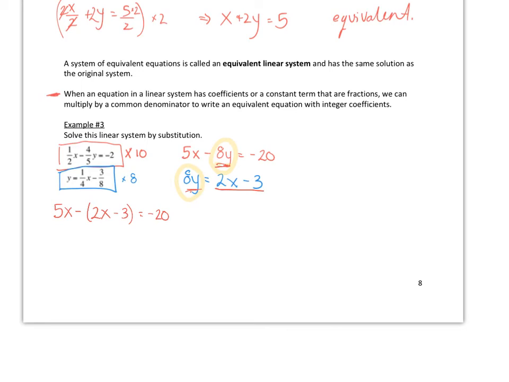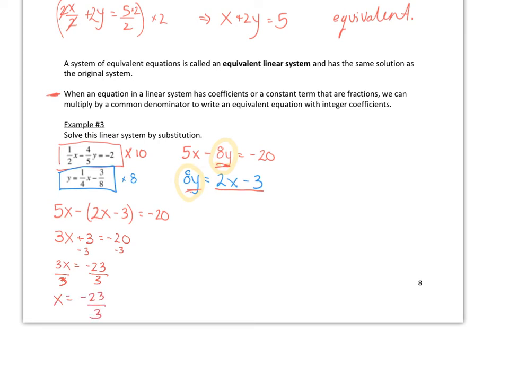So 5x take away 2x is 3x. And we need to subtract negative 3. Again, we're distributing this negative through. So subtracting negative 3, we get plus 3 equals negative 20. All right, subtract 3 from both sides. We get that 3x equals negative 23. X by itself, I need to divide both sides by 3. I get that x is equal to negative 23 over 3.